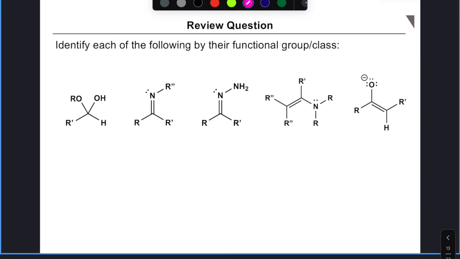Okay, quick review of these functional groups. Do you remember their names?